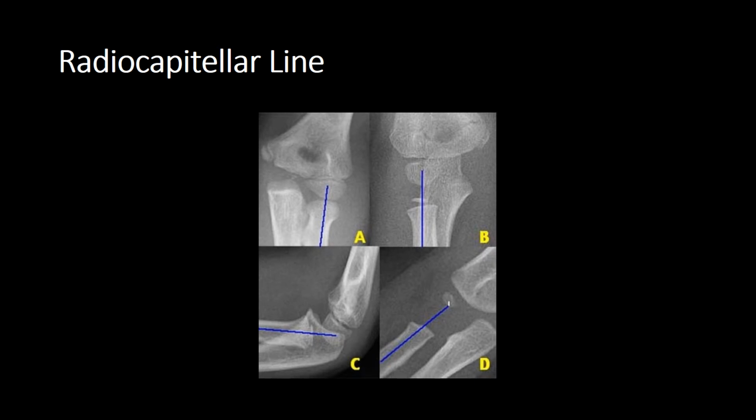It doesn't always become very accurate with incredibly young children. We can see here in picture D that this radiocapitellar line, which is far too long, it should only be from here, actually doesn't bisect the radius in the midpoint. So actually I think that's a little bit inaccurate. But certainly A, B and C are good examples of a radiocapitellar line showing a normal relationship.